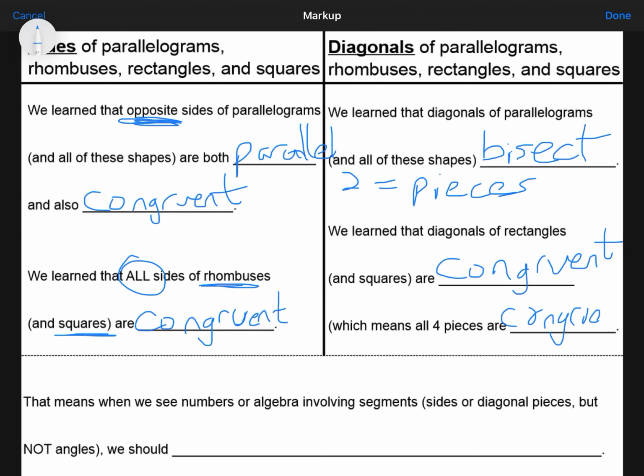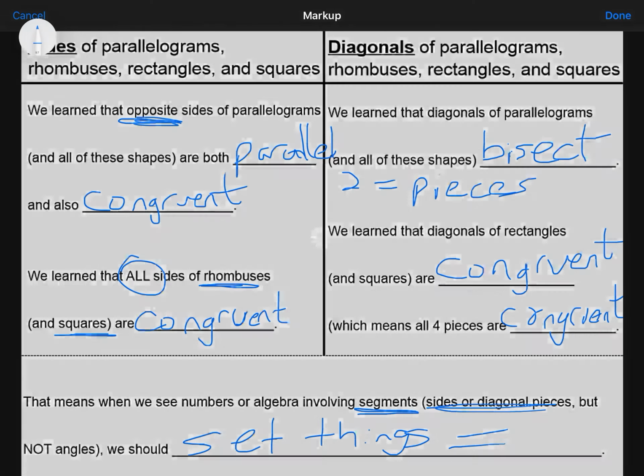Now notice everything here is about segments, whether it's sides or angles, and what that means is that notice also everything is congruent. Some extra words here. Parallel sides are congruent. Bisecting means congruent pieces, but everything here is congruent. So today's review is much easier than some of the other reviews. Whenever you see sides or diagonal pieces, anything with segments or diagonal pieces, you need to set things equal. Things get more complicated with angles, but for sides and segments and diagonal pieces, everything is really that easy.